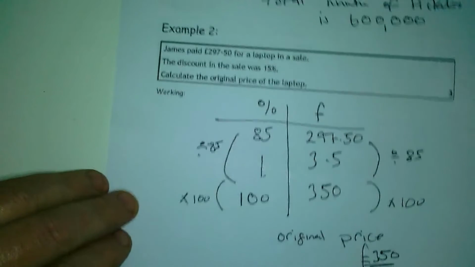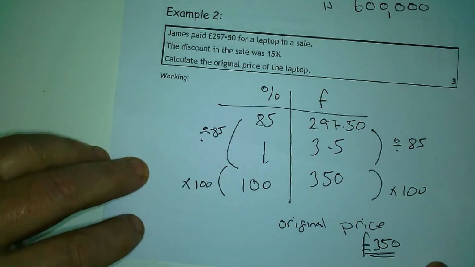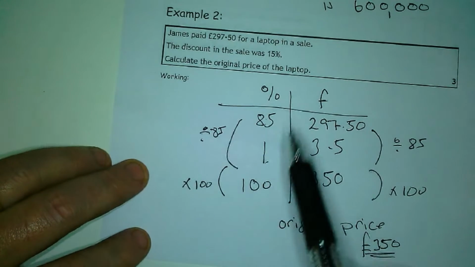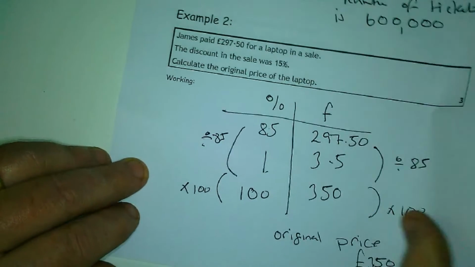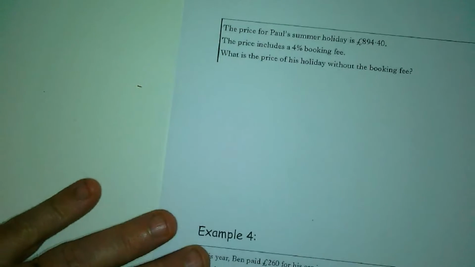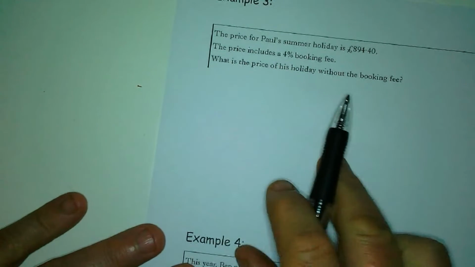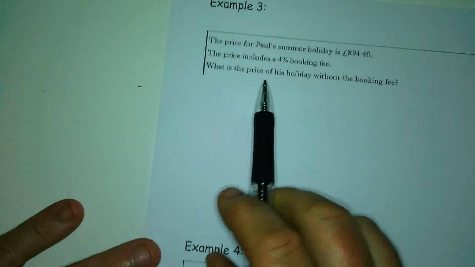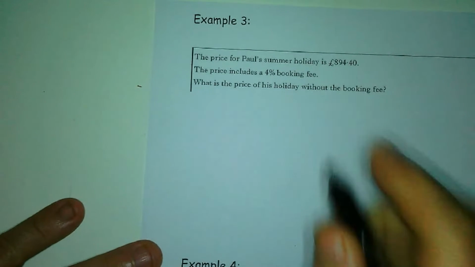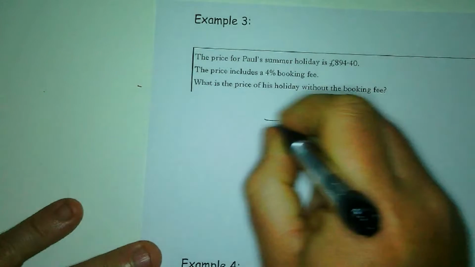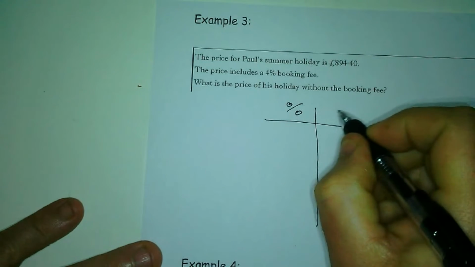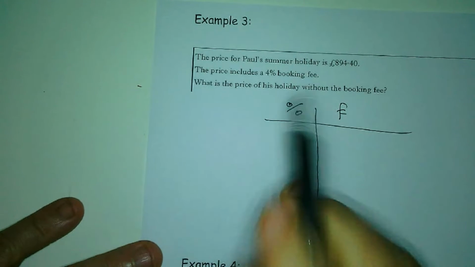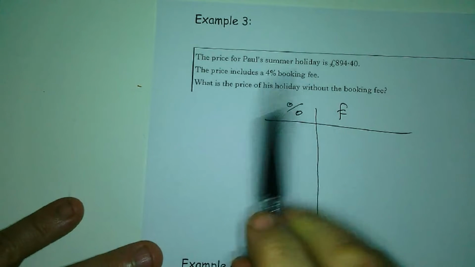Okay, everybody okay with that? So again, the key thing in this question is getting that value there. If you've got that, they're all the same. Example 3. So again, it's money, it's percent, and it's money. Now, here's the hard bit, it's getting this percent in here.